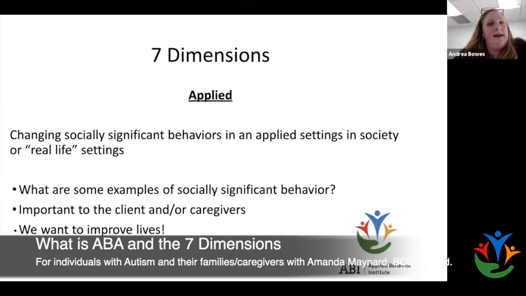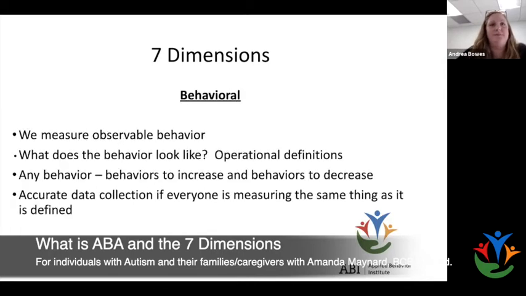All right, so first, applied. As I mentioned about what ABA is, it means changing socially significant behaviors in an applied setting, in society or real life. So these are oftentimes behaviors that are important to the client and the caregivers and the family unit. Some examples may be leisure skills, toileting, social skills, communication skills, adaptive living skills, like independent living skills, travel training. Those are all a few examples of socially significant behavior. And our goal is to improve lives and improve quality of life.